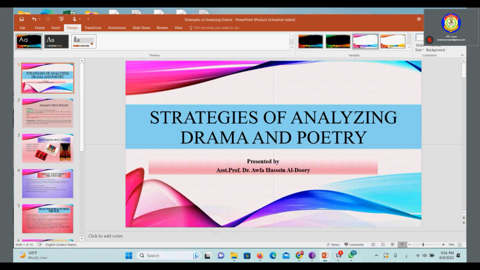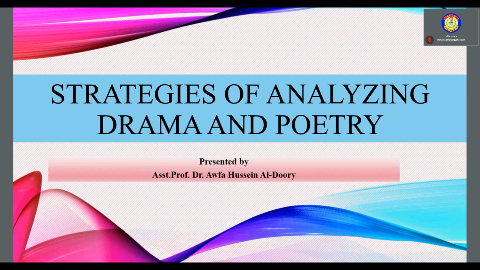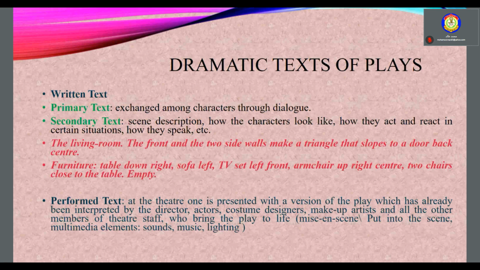I'm going to start with the dramatic text of the plays. Now, when we talk about drama, we have to concentrate and put into consideration two kinds of texts, the written text and the performed text. Now, the written text is the one that we find in a book of a play, and it includes the primary text, which entails the exchanged dialogue among the characters.